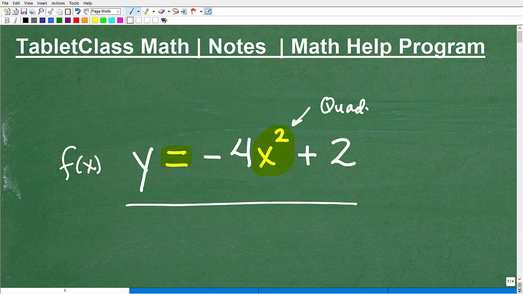This is like an introductory type of problem, but we're definitely going to get some important foundations down for parabolas. All right, we're going to get to that in just one second.